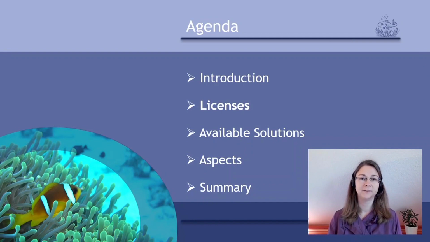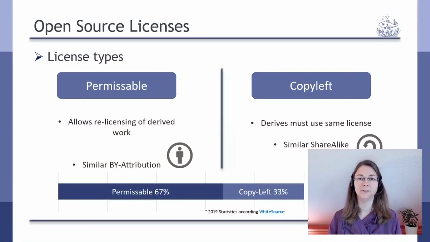So what licenses are available? There are two major kinds of licenses. There are the permissive licenses, which are very open, and on the other side, there are copyleft licenses. The core points of open source are available in all types.